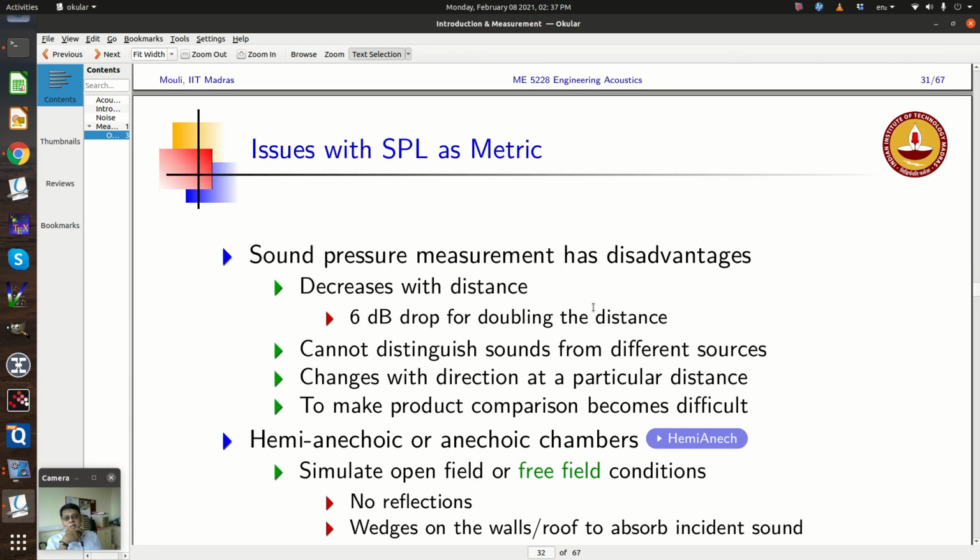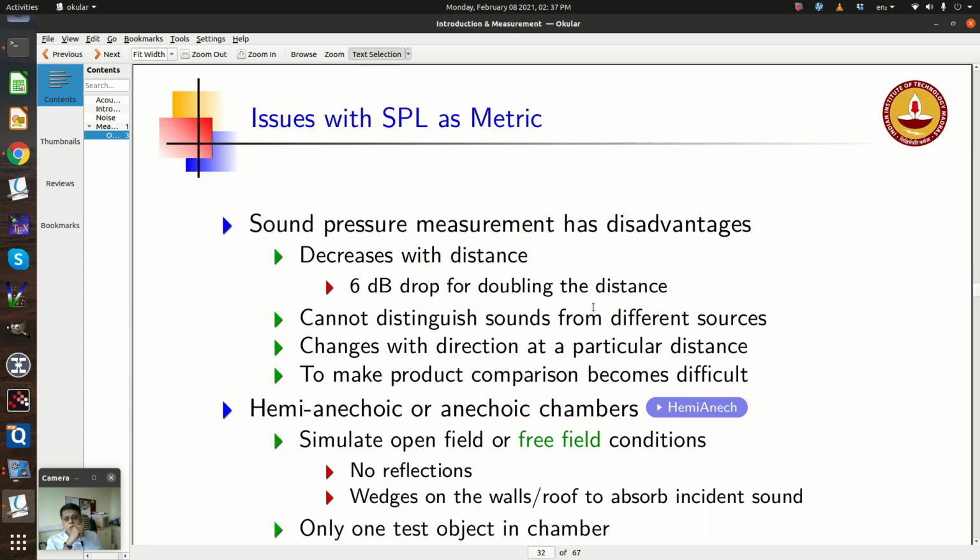So we'll come back to, in the last lecture I had told you that there are issues with sound pressure level as a metric. Up to this point we have been using the sound pressure level, which is typically measured using a sound level meter. Now this has disadvantages. It decreases with distance, which you are all well aware of. If I am standing right next to the sound source, it is quite loud, and then I walk a few meters away, it becomes significantly lower. So you have what is called a 6 dB drop for doubling of the distance.